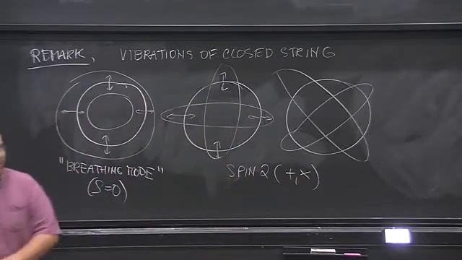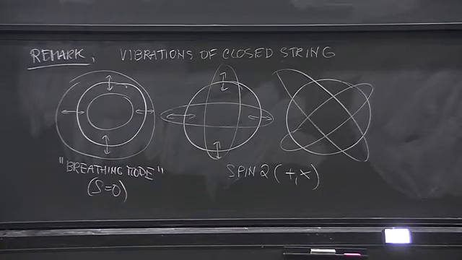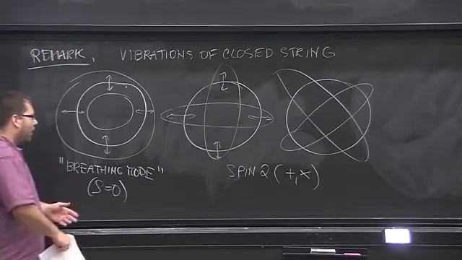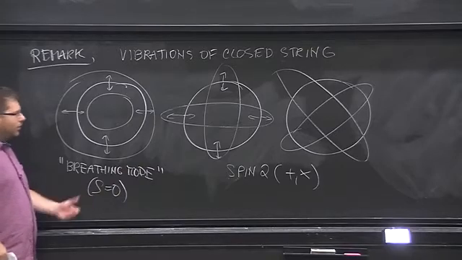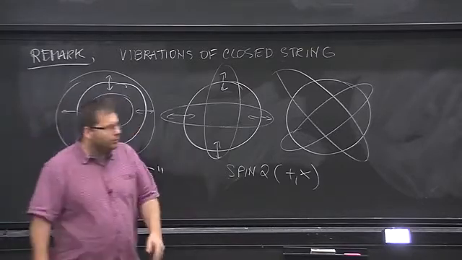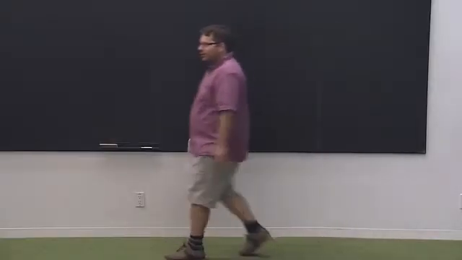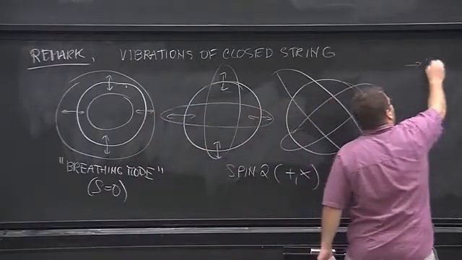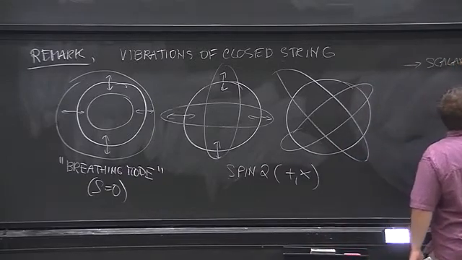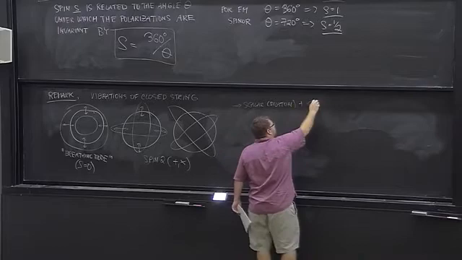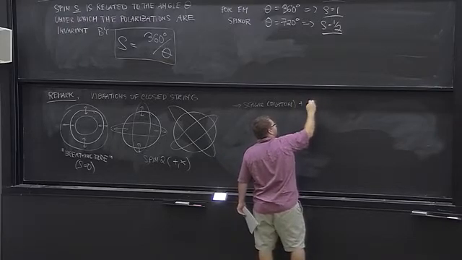Okay, and so what this is telling you is that if you have a closed relativistic string, then these vibrations describe particles, and so the fundamental vibrations will give you a spin 0 particle, a scalar, and they will give you also a spin 2 particle. It will give you the graviton. So from string theory, you get a scalar, which is called the dilaton, plus a massless spin 2, which is the graviton.